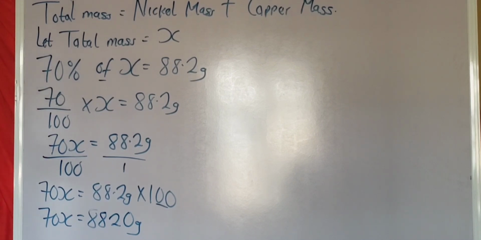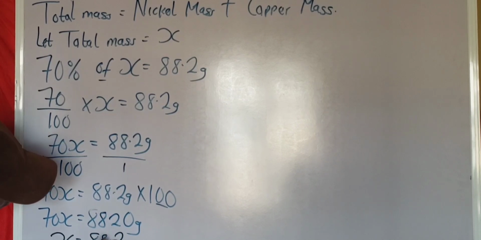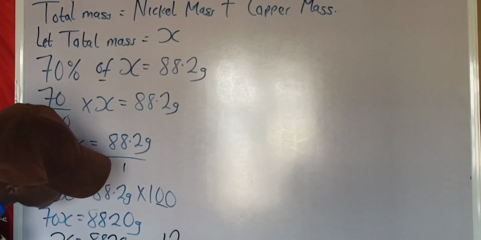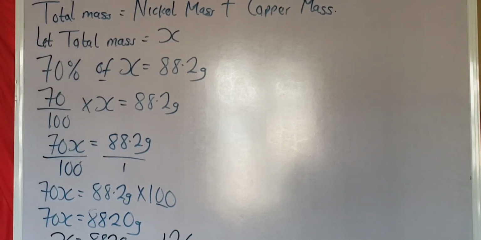Now we want to find the value of x. We have to divide by the coefficient of x. The coefficient of x here is 70. So x is equal to 8,820 grams all over 70, which is 126 grams. Do you understand how I got 126?